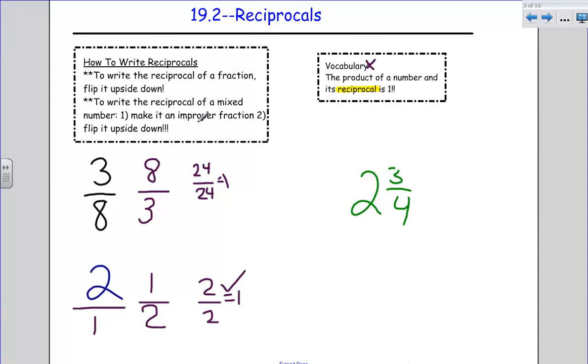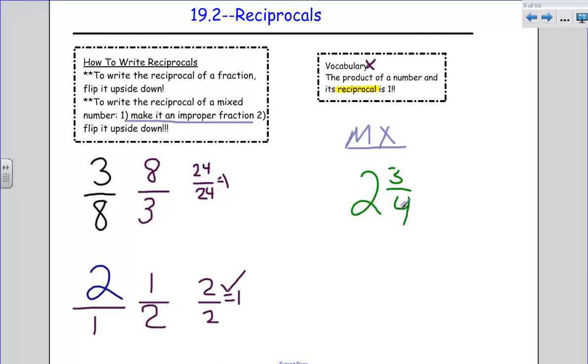Alright. Well, my third example is with a mixed number. So, luckily, we've worked with mixed numbers and we know how to change a mixed number into a fraction. So, that's my first step. To write the reciprocal of a mixed number, I first have to make it an improper fraction. So, this is a nice review for us. How do I make a mixed number into an improper fraction? I'm going to give you 2 seconds to think about that.